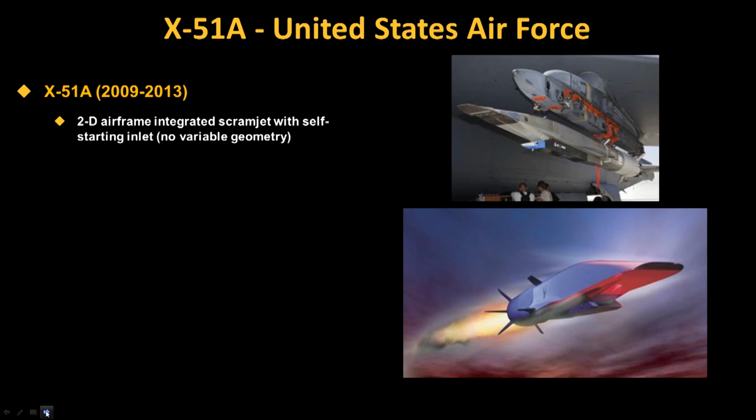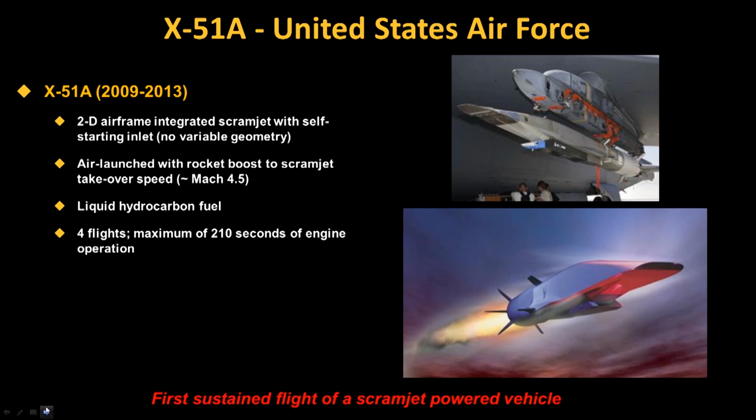The free-flying vehicle was powered by a 2D airframe integrated scramjet that did not require a movable door. It was boosted to Mach 4.5 and accelerated to approximately Mach 5. It used liquid hydrocarbon fuel and in the final flight flew for more than 200 seconds. This was a very impressive engineering feat and bodes well for the future of scramjet-powered vehicles.